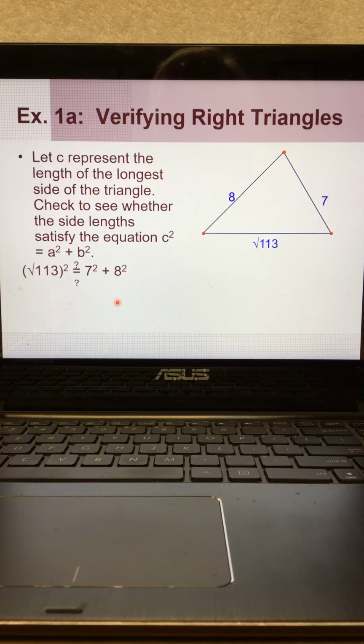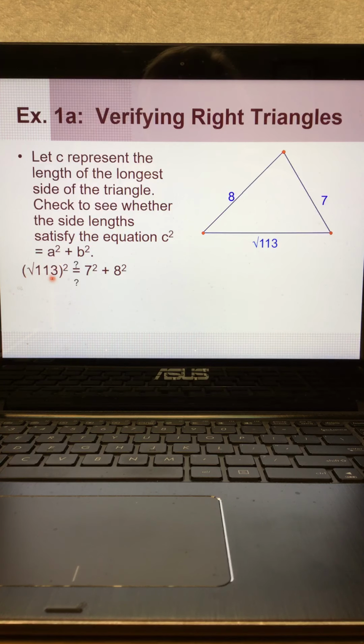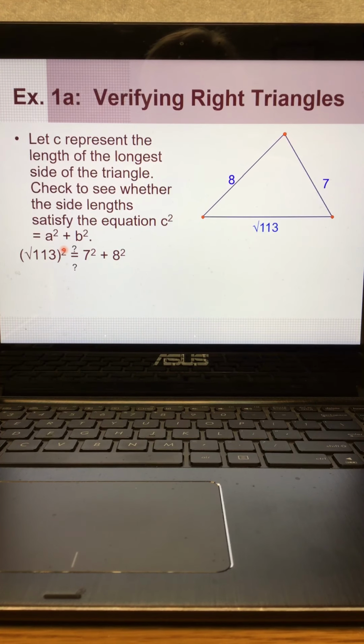All right, so the first question, it says, let c be the longest side. Now, you may not know 7, 8, and the square root of 113. The square root of 113 is going to be something more than 10. I don't know what it is, but I know the square root of 100 would be 10, and this number is bigger than that. So the square root of 113 is the longest of the sides. So that's the side that goes on the left side and gets squared. Then the 7 is the short side, 8 is the middle length side.